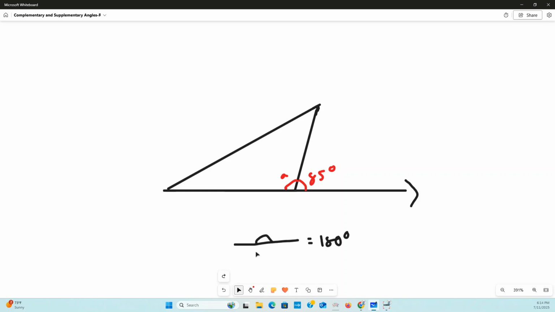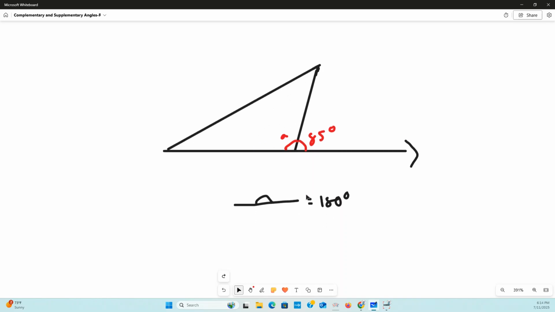So we're given that this exterior angle is 85 degrees. We can apply the same steps that we did in the prior example, since we do know what the total amount of degrees this line is in total. So we know in total it's 180 degrees, and we have the known part, which is 85 degrees. Therefore, we can find A, which is going to be 95 degrees.